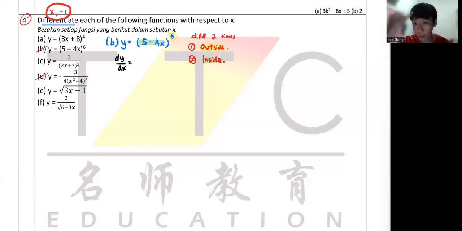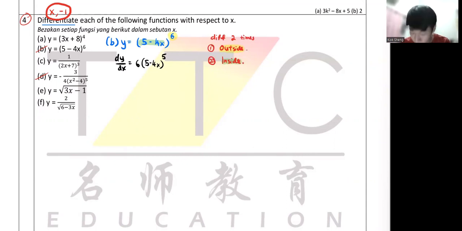Outside, power 6, right? The power, same thing. Differentiate, times, and then minus 1. So the 6, we're going to times it. 6 times the whole bracket, 6 times with the 5 minus 4x, then the power 6 itself minus 1. So this is from outside, the power outside the bracket. Power 6 times it with the whole thing, and the power itself minus 1.